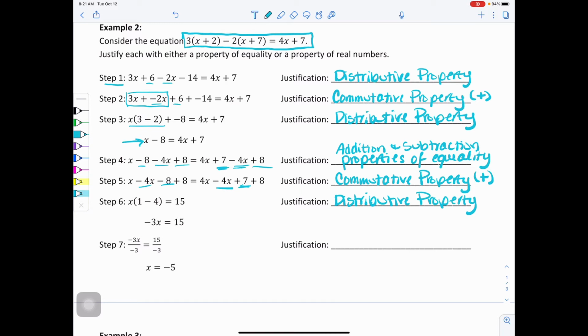And then lastly, going from this equation, negative 3x equals 15, you can see in step 7, we have divided both sides by negative 3. So that would be the division property of equality.